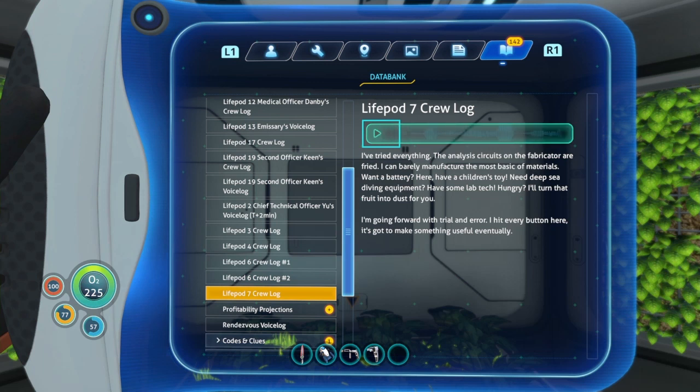Alright, so Life Pod 7 crew log seems to have been only one person who ended up making a log, just ranting on how his fabricator had malfunctioned and would not create anything actually useful. Sadly for this guy, it seems that he is presumed dead as of this moment.